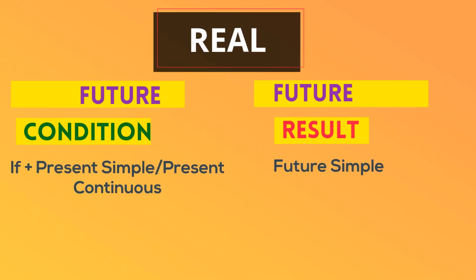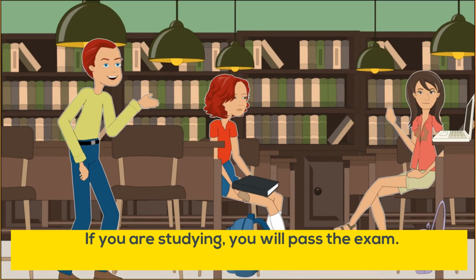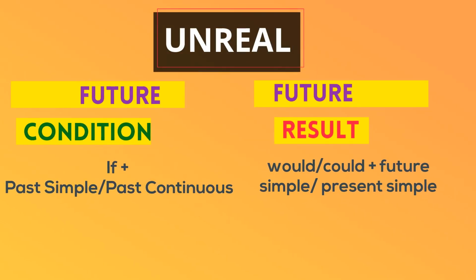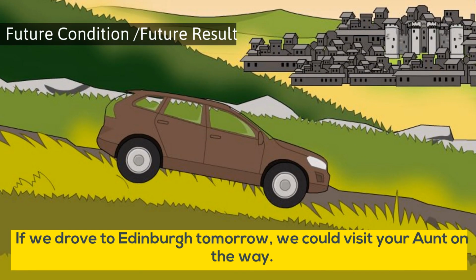Future condition with a future result. Real: condition, if plus present simple or present continuous, result future simple. If you study, you will pass the exam. If you are studying, you will pass the exam. Unreal: if plus past simple or past continuous, result would or could plus future simple or present simple. If I had some time off, I could go travelling next week. If we drove to Edinburgh tomorrow, we could visit your aunt on the way.